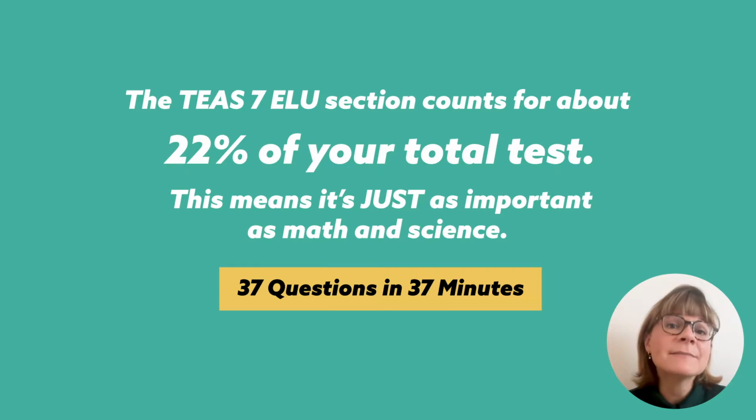All right, to get started about the English Language and Usage section, it's about 22% of the exam, according to the ATI website. And what you're going to see are 37 questions in 37 minutes, which means about a minute per question, although, of course, some will be easier, some will be more challenging. So let's get started looking at the topics that are covered in this section.